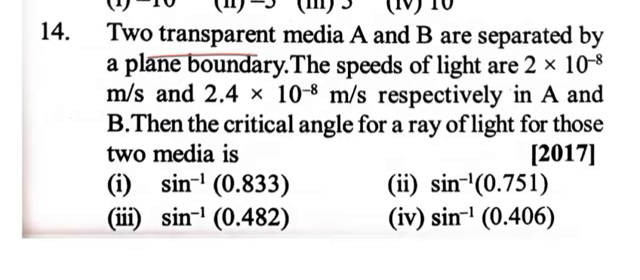Two transparent media A and B are separated by a plane boundary. The speeds of light are 2 into 10 to the power minus 8 meter per second and 2.4 into 10 to the power minus 8 meter per second respectively in A and B. Then the critical angle for a ray of light for those two media is sin inverse 0.833, because ic is equal to sin inverse mu r divided by mu d is equal to sin inverse vd divided by vr. So if we put the values, our answer will be sin inverse 0.833. Option 1 will be your correct answer.